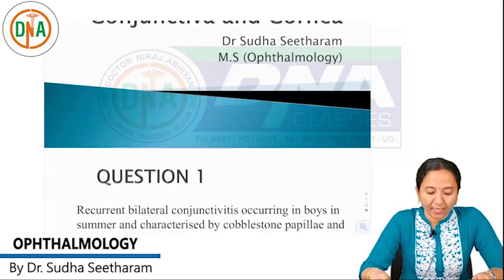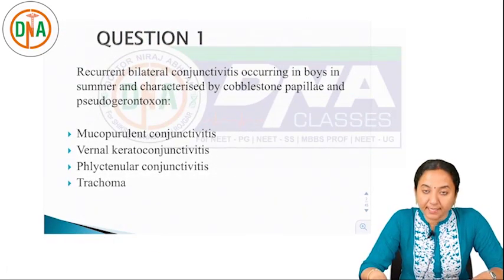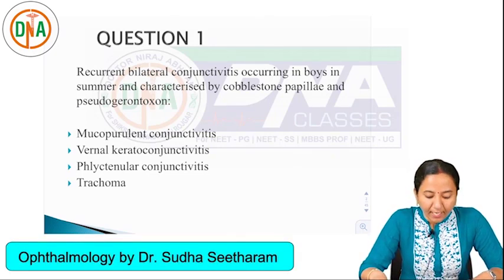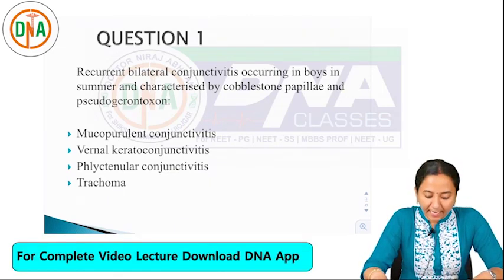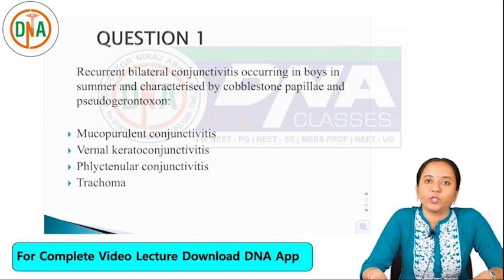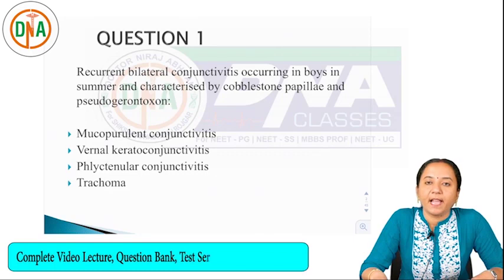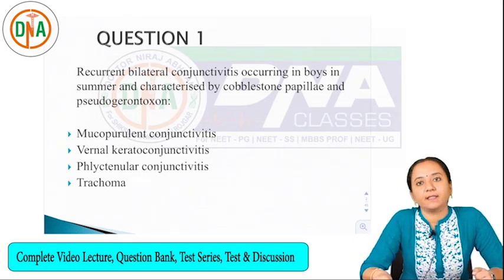Question number 1. It says recurrent bilateral conjunctivitis occurring in boys in summer and characterized by cobblestone papillae and pseudogerontoxon. What is the name? The options are: mucopurulent conjunctivitis; second, vernal keratoconjunctivitis; third, flictenular conjunctivitis; and fourth, trachoma. So, what are the important things in this question?